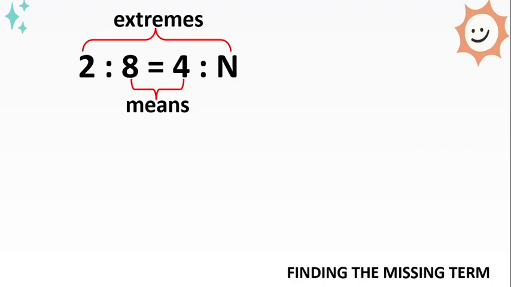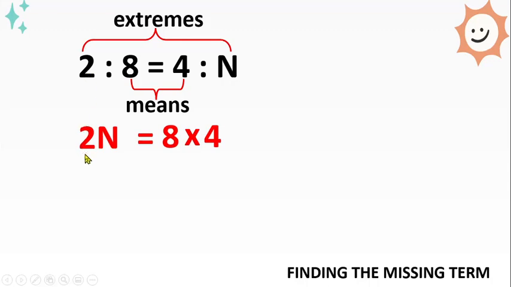So 2 times n, pagsasamahin natin siya. So 2 times n. Si 2 o yung number na 2 walang partner. Ang partner niya ang nawawala. Equals, multiply the means. 8 times 4. Ngayon, ganyan ang magiging given natin. I-divide lang natin ang both extremes and means. Di-divide lang natin siya ng kanino?